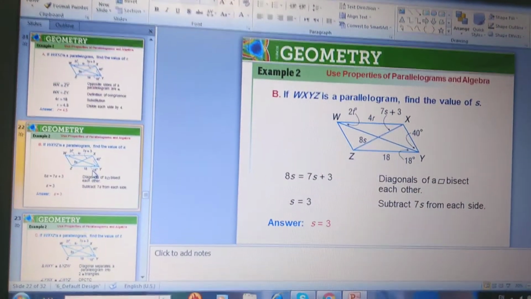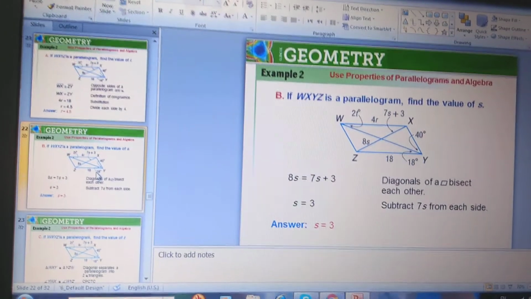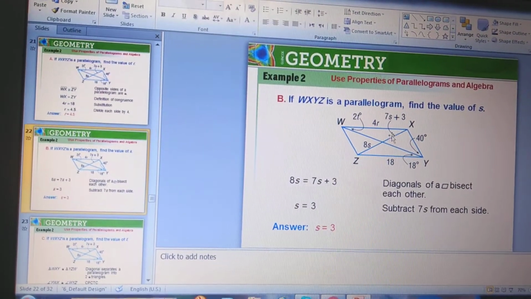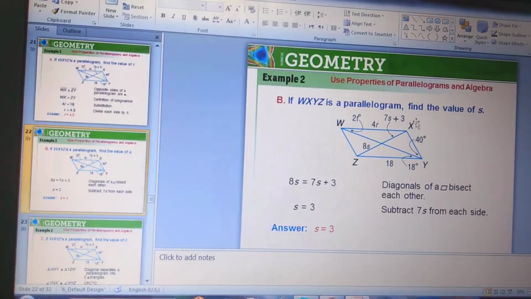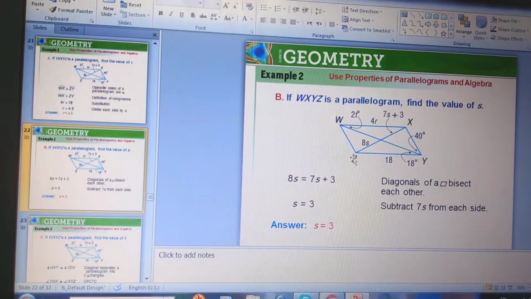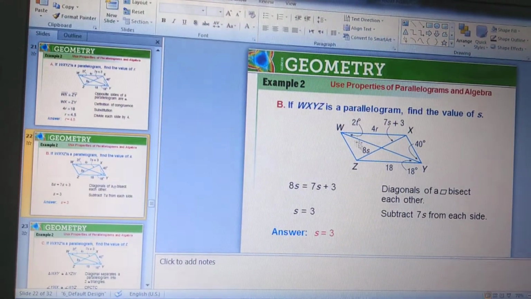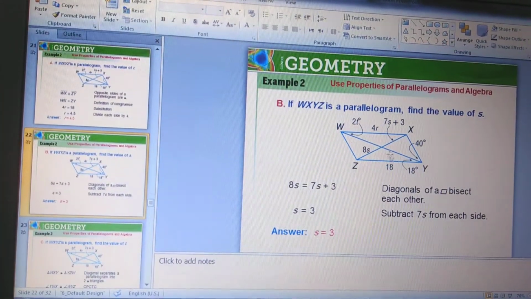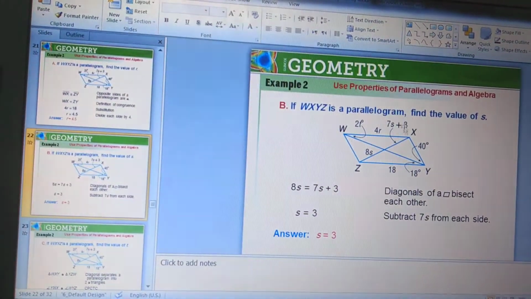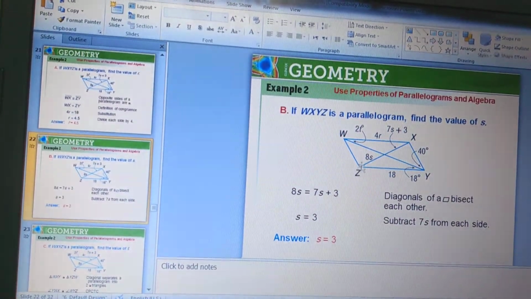Another example about the same figure. Find the value of S. You see, this part of diagonal XZ, this one, XZ. As we said, the diagonals bisect each other. This means this part of the diagonal, 7S plus 3, equals this part, which is 8S.